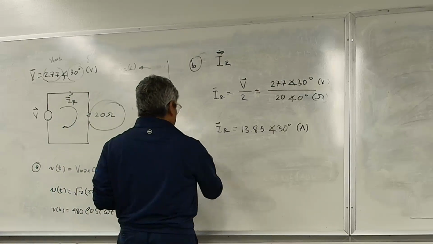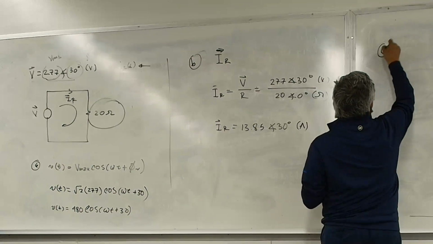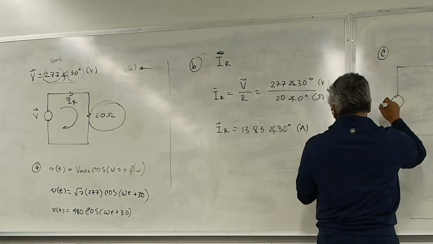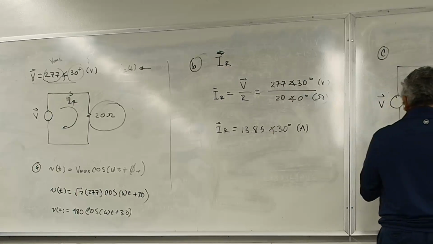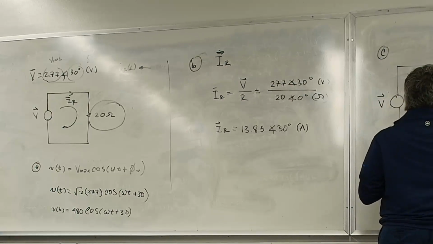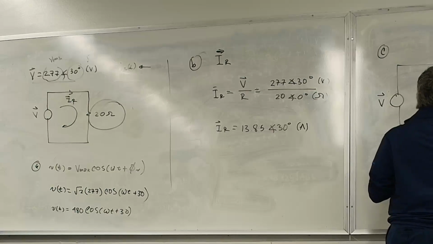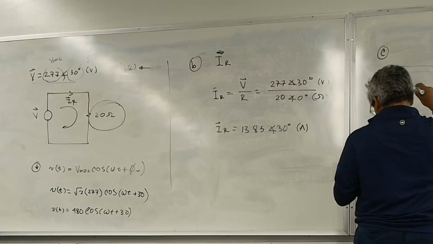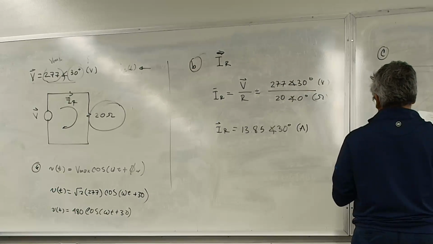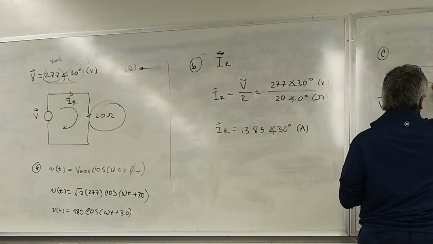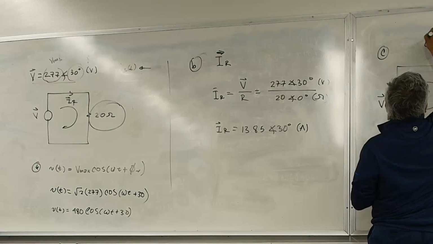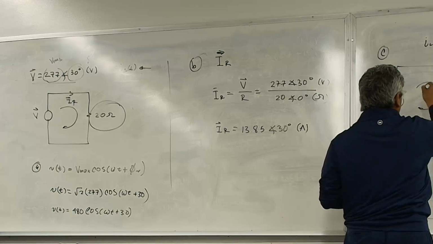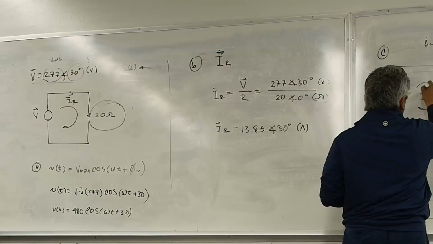Let's do C. They're saying, what if you have the same voltage source, but instead you have an inductor right here. This is V, which we already know. And this is an inductor, L equals 10 millihenries. They want us to find the current phasor and the time domain, so we want IL of t and IL, in the phasor and the time domain.